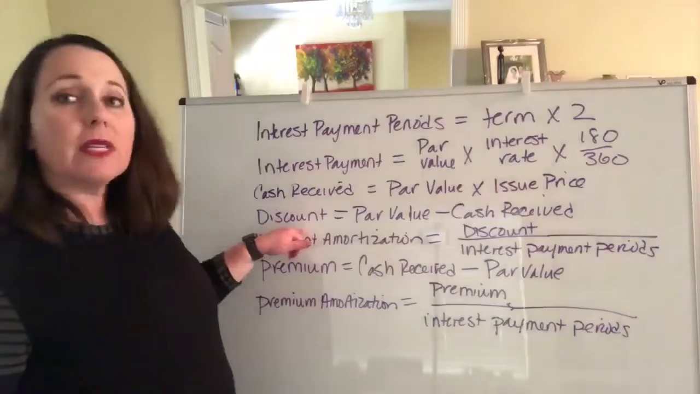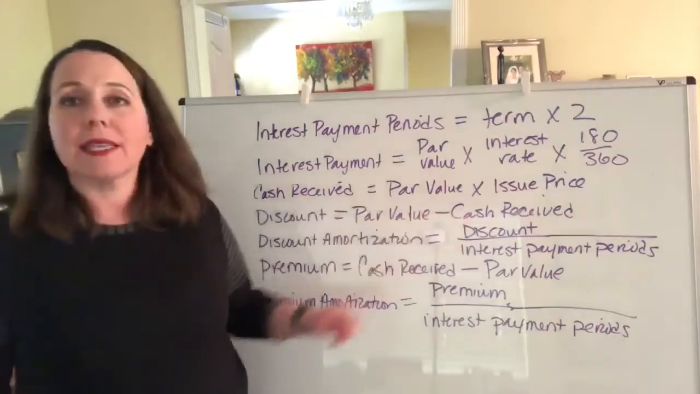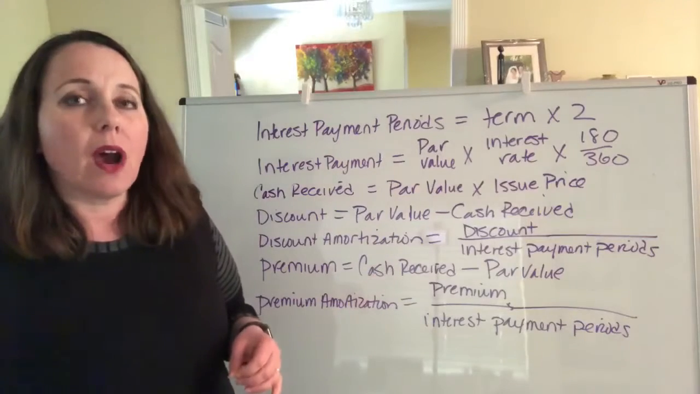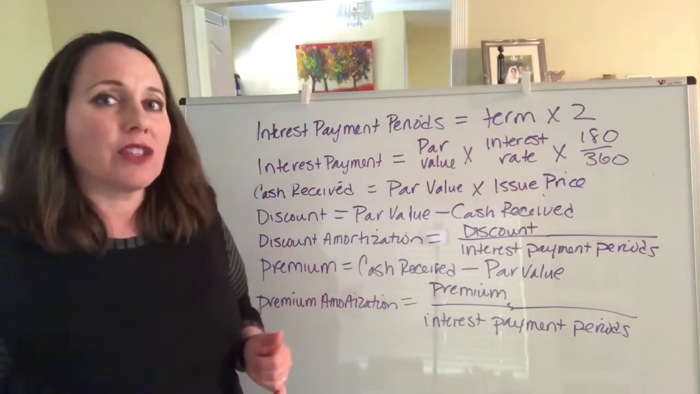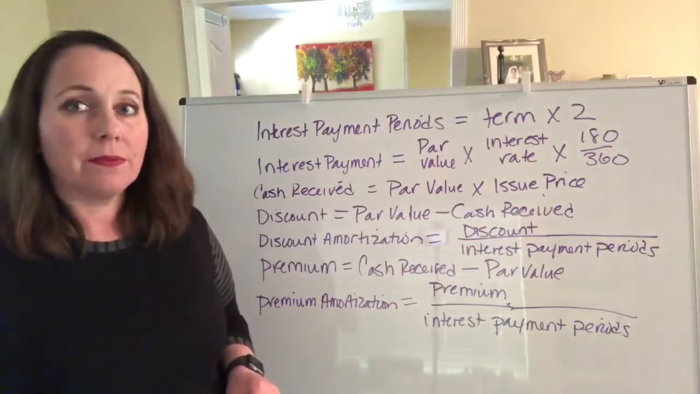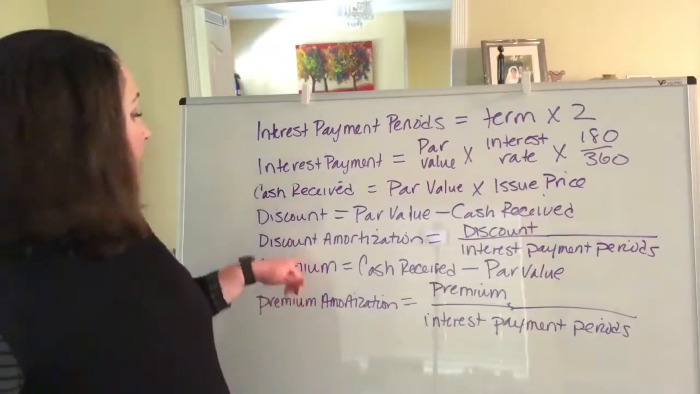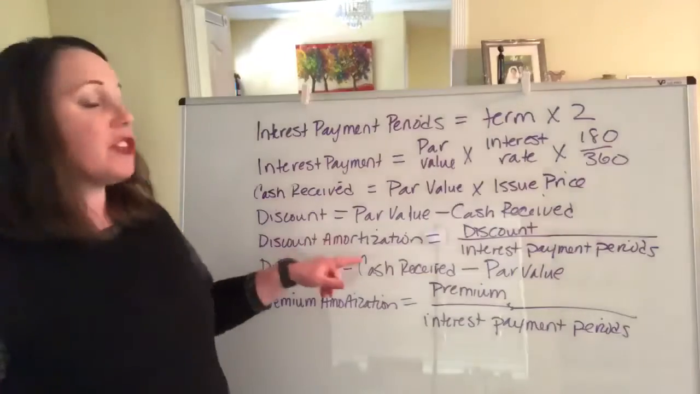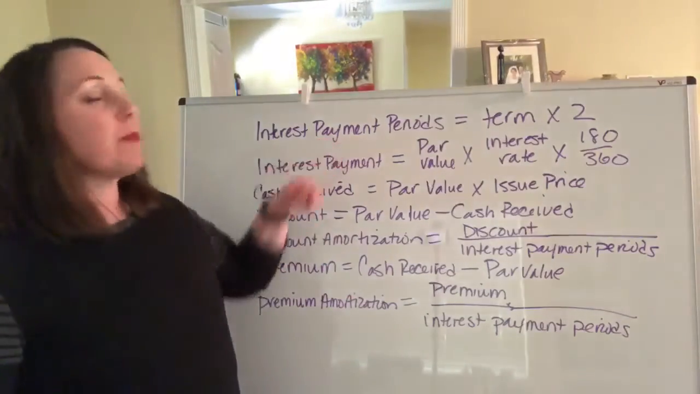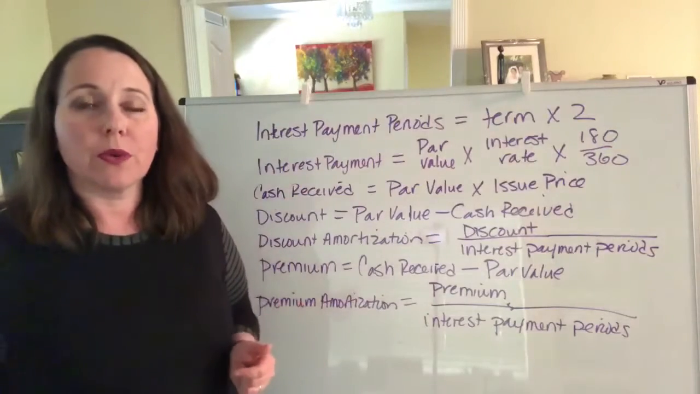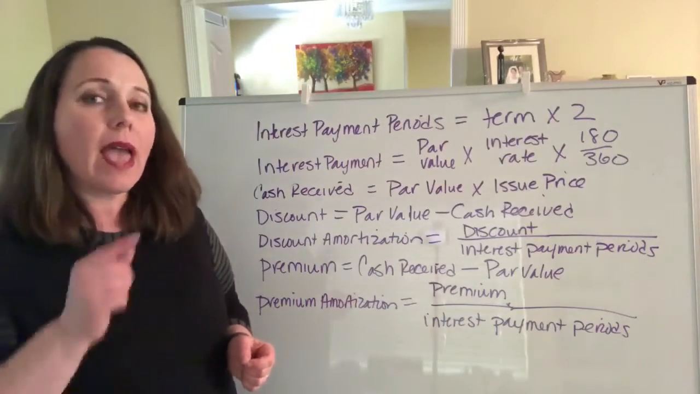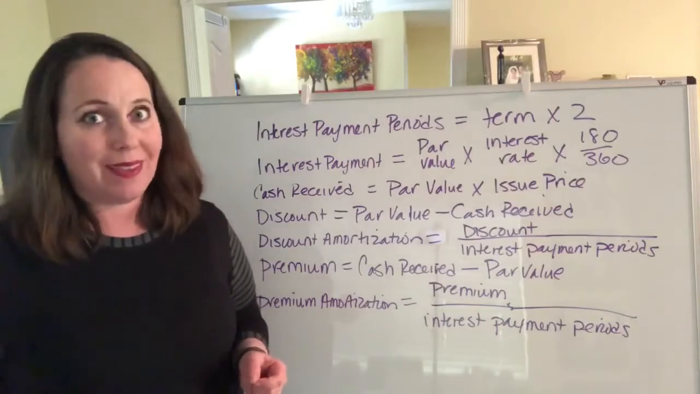Our discount is going to be our par value minus the cash received, because if we issue at a discount, it means that we are receiving less cash than what's on par value. So par value minus cash received. Then when we go to amortize that discount, our discount amortization is going to be the total amount of the discount divided by the interest payment periods, or the number of times we're going to pay interest, because we're going to amortize a little bit of that discount every single time we make an interest payment.